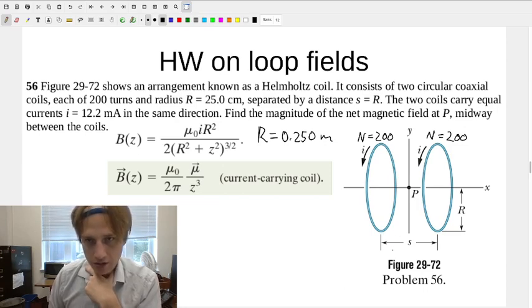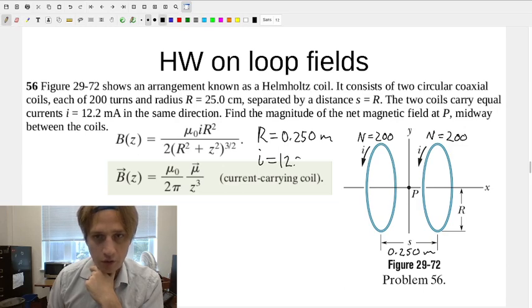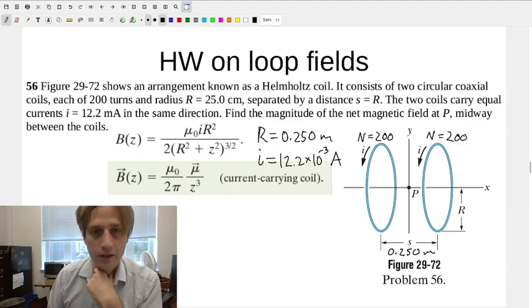So this S is also 0.250 meters. Then it says the 2 coils carry equal currents of 12.2 milliamps. So I equals 12.2 times 10 to the minus 3 amps, in the same direction. Find the magnitude of the net magnetic field at P midway between the coils.